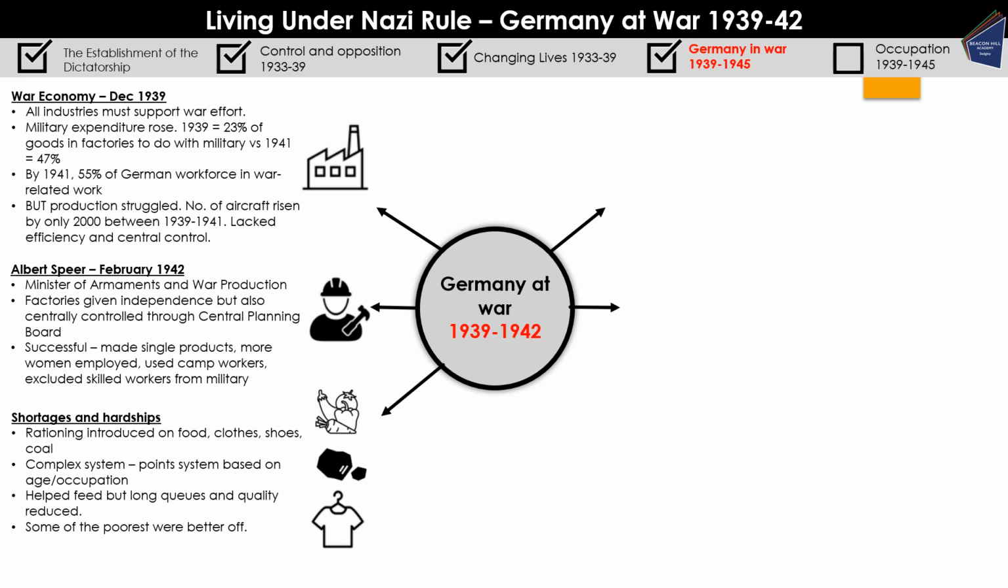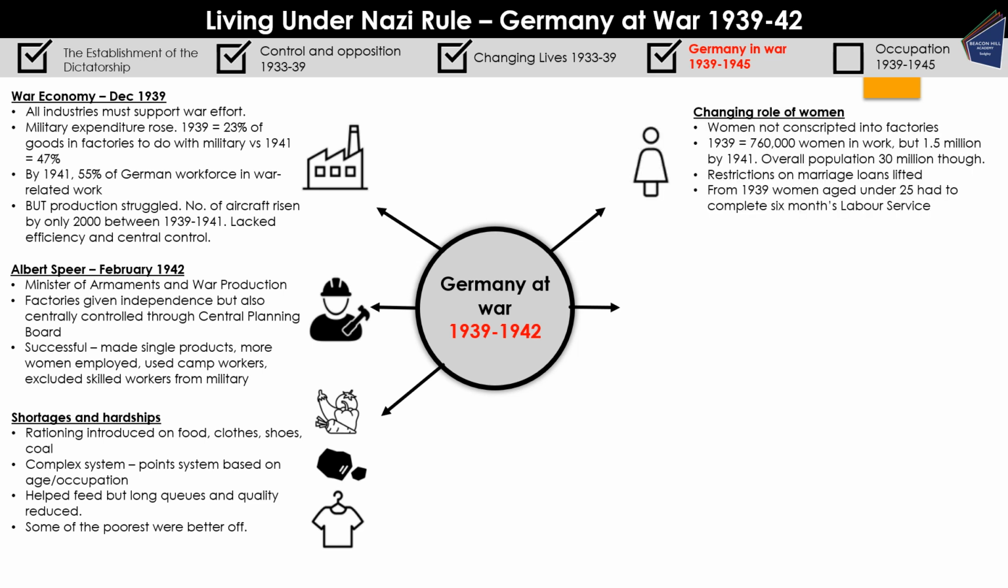It did help to feed people, but there were long queues and the quality of food was reduced. So again, this is quite a negative, despite the fact that the war was going well at the start. And some of the poorest were actually better off. So as a result of rationing, some of them benefited.